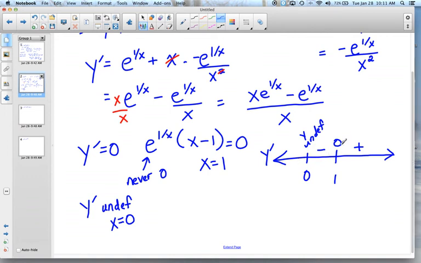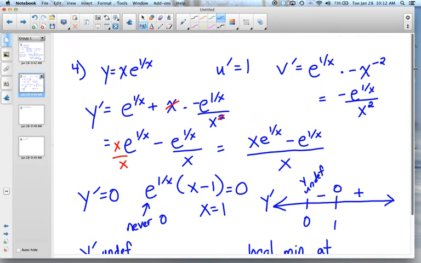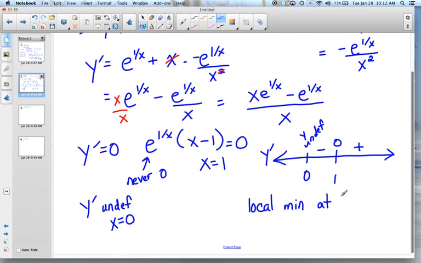So based on the first derivative test, since the derivative goes from negative to positive, that tells us that we have a local min. And let's go ahead and find what that value would be. If you plug a 1 into the original function to find out what the minimum value would be, we're going to have y equals 1 times e to the 1 over 1, or e to the first. So we just get e. So we're going to have a local min at the point (1, e).